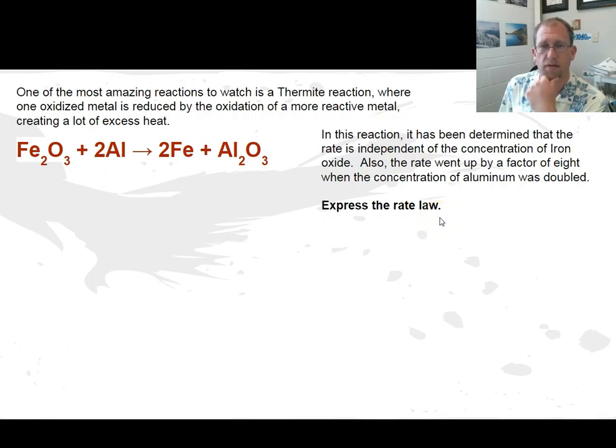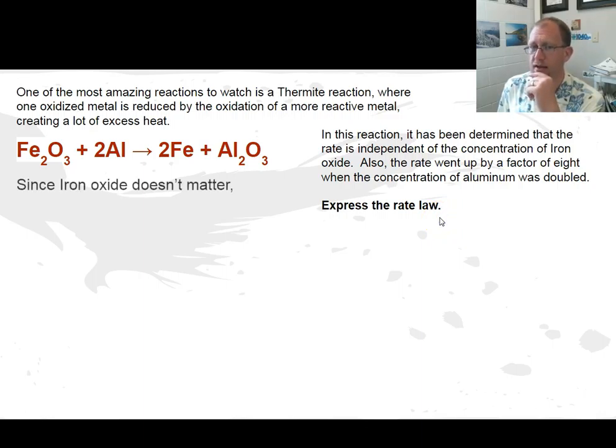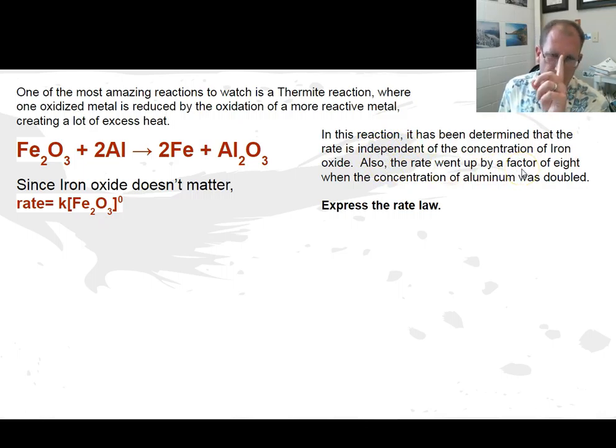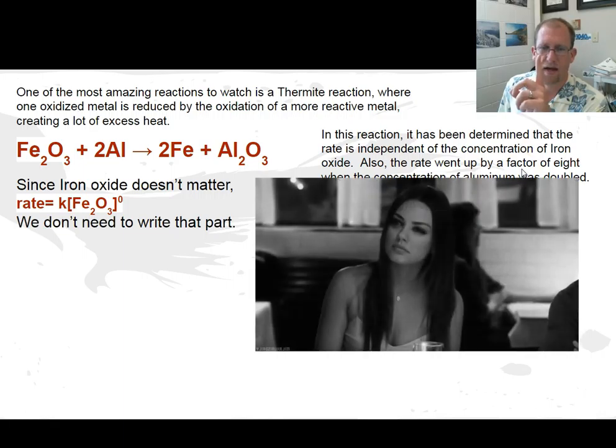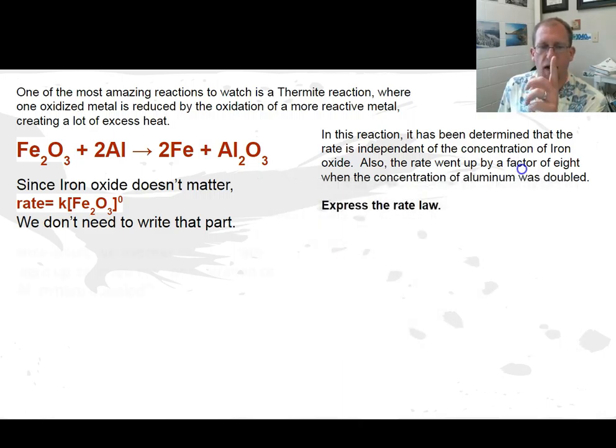Express the rate law. Okay, so we've got to think about what we have here. Iron oxide doesn't matter, so that means the iron oxide concentration is going to be 0 order, right? And then the aluminum does matter, and we were told that the rate went up by a factor of 8 when the concentration of aluminum was doubled. So we've got to think about that. What is the exponent? We don't need to write down the iron oxide, and she understands. I hope you do too.